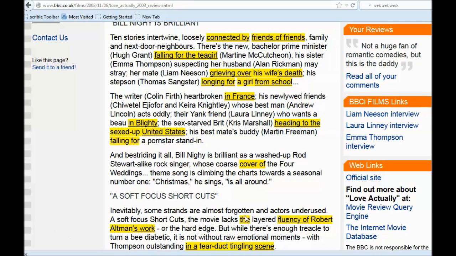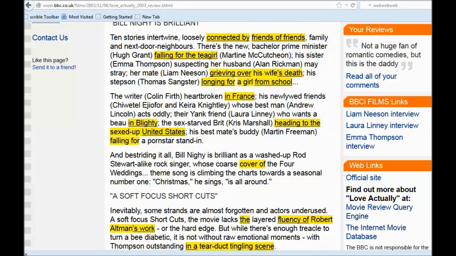Okay. Now in the next paragraph, we've got fluency. So we're talking about the fluency of something. The fluency of. So fluency here is a noun. So it's the fluency of Altman's work, Robert Altman's work.